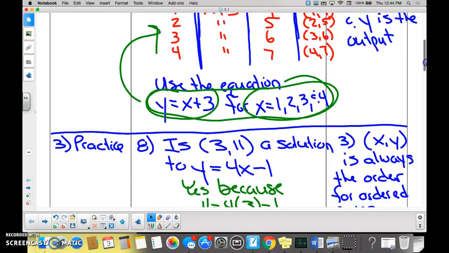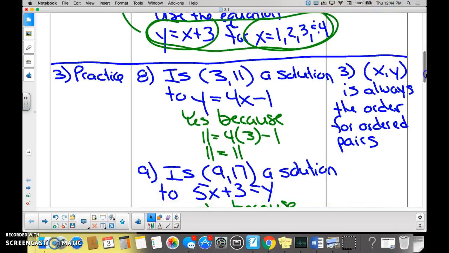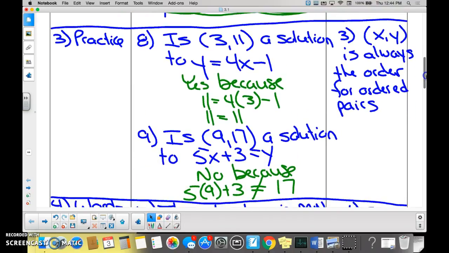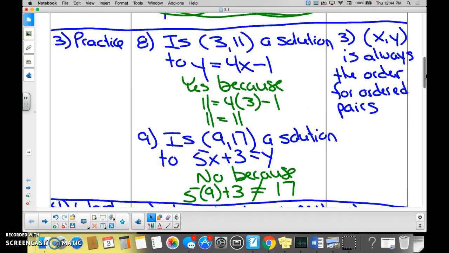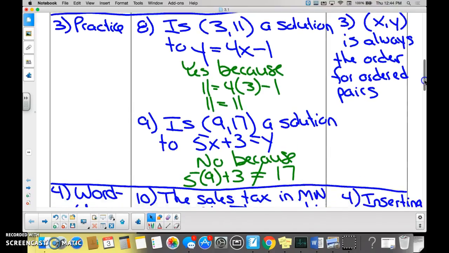Awesome. Number 3, practice. You've got a couple of equations. You've got the ordered pair. You're just proving that they work or they don't work by plugging in.